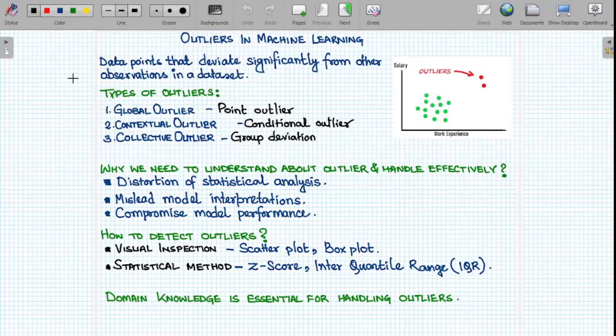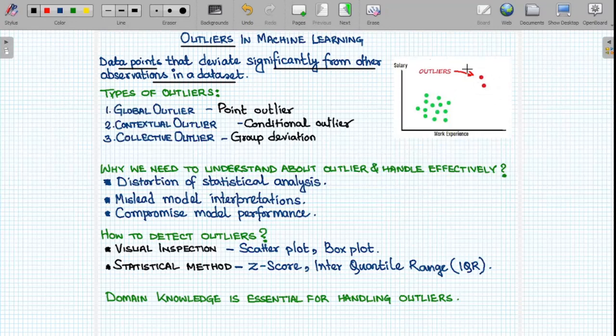Hey everyone, in this session, let's understand a very important concept for each and every machine learning engineer and data scientist, which is nothing but outliers. Understanding outliers is an essential skill for a machine learning engineer. What is an outlier? Data points that deviate significantly from the other observations in a dataset are known as outliers.